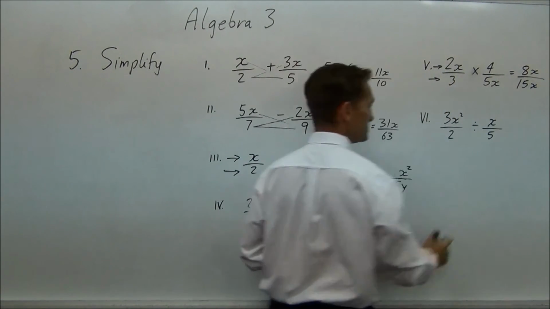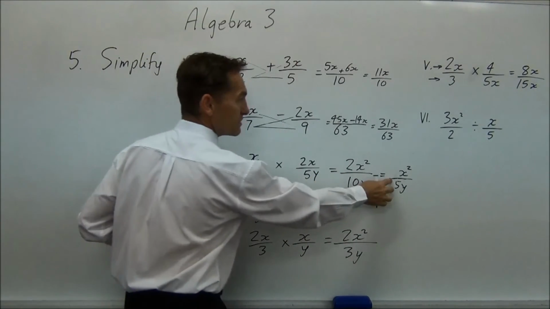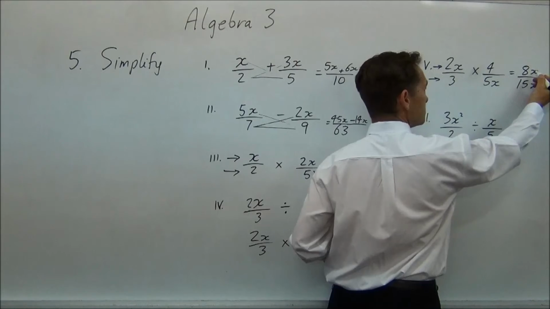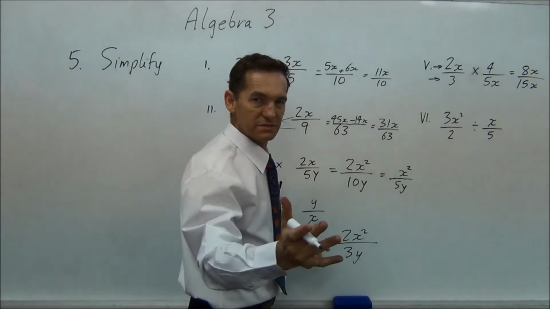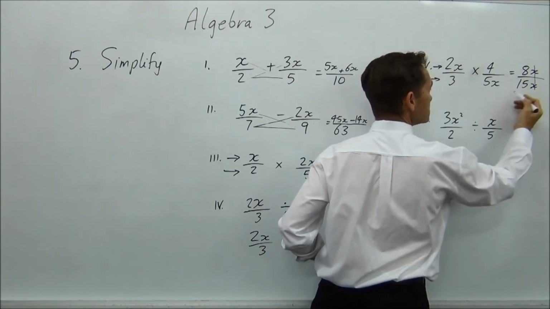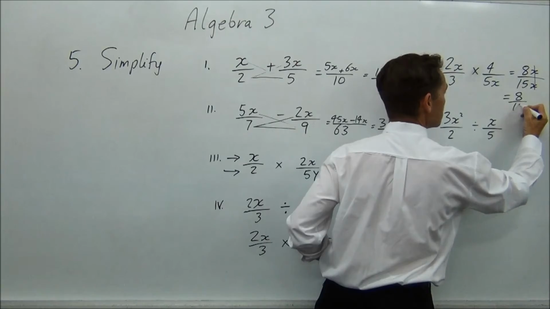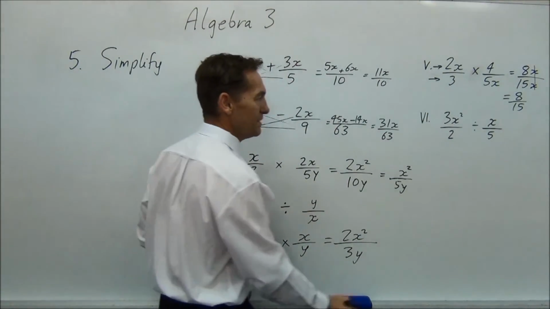Now, instead of the numbers cancelling, like here we could cancel the numbers and reduce them down to the 5, here you've got an x on top and an x on bottom. And again, if you answered that, half marks. And we don't want half marks, we want full marks, so cancel your x's, change it to 8 on 15, and you get full marks. And that's what we want.